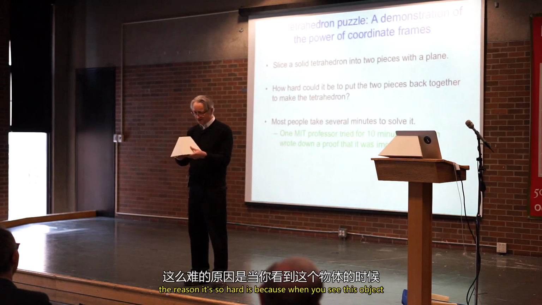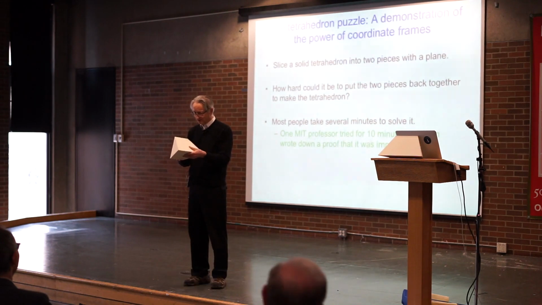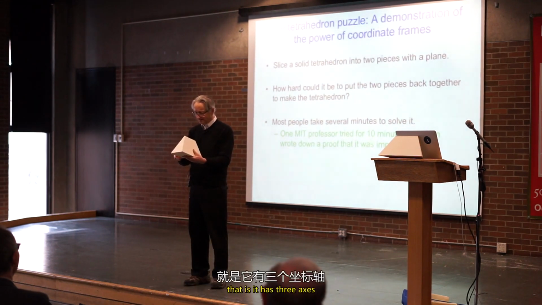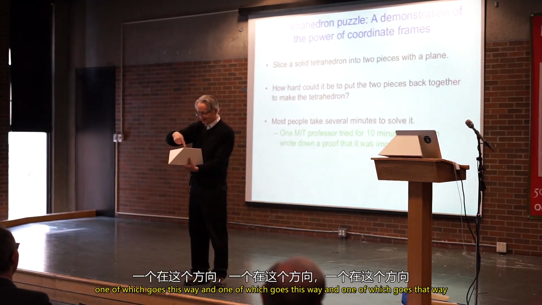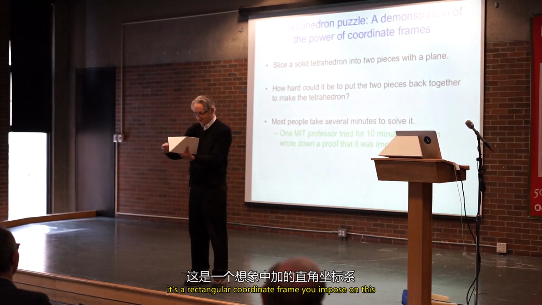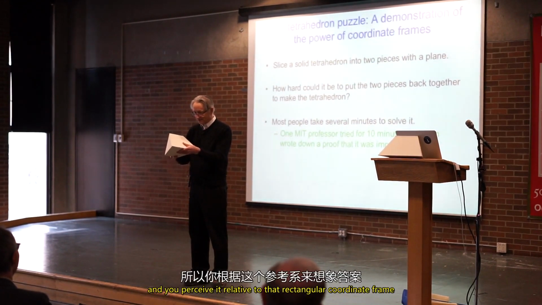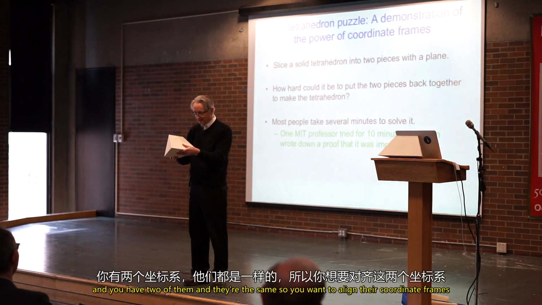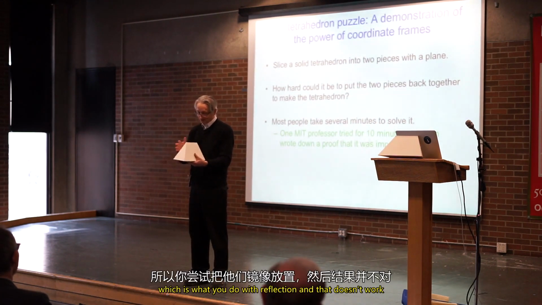The reason it's so hard is because when you see this object, you impose an intrinsic frame of reference on it. That is, it has three axes, one of which goes this way, one of which goes this way, and one of which goes that way. It's a rectangular coordinate frame you impose on this, and you perceive it relative to that rectangular coordinate frame. And you have two of them, and they're the same, so you want to align their coordinate frames, which is what you do with reflection, and that doesn't work.